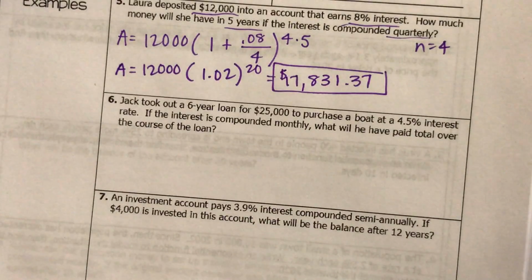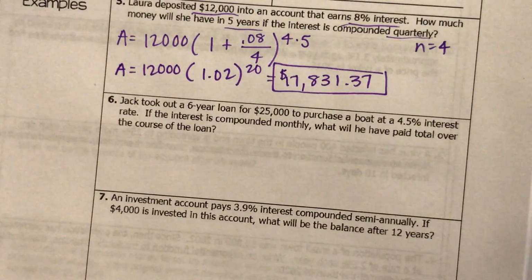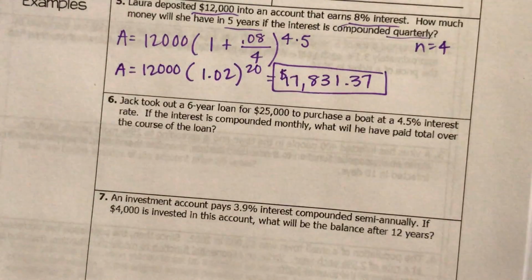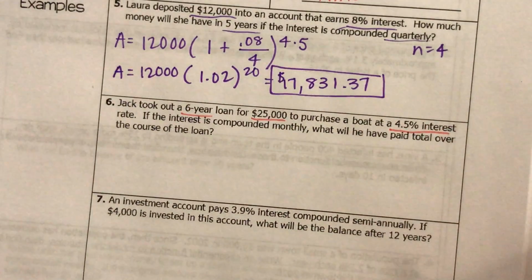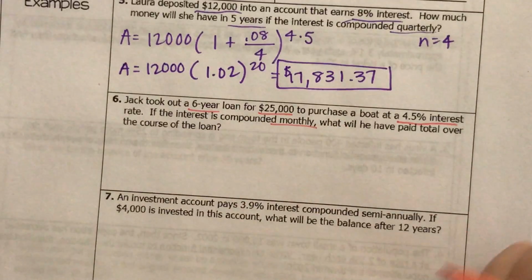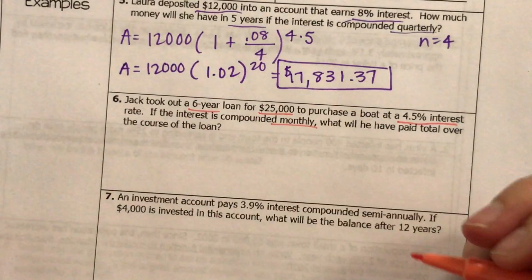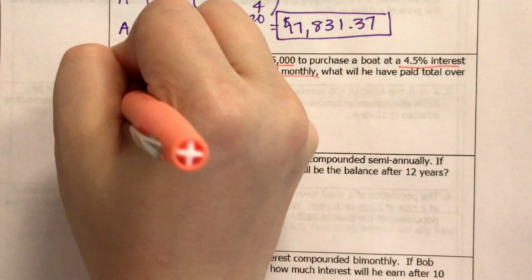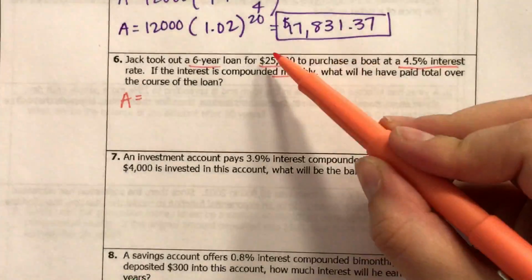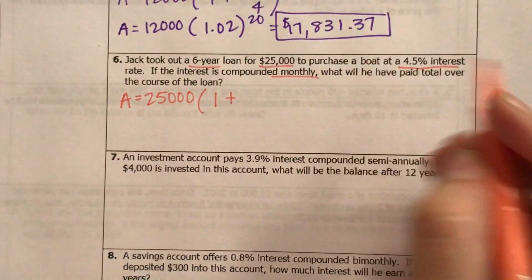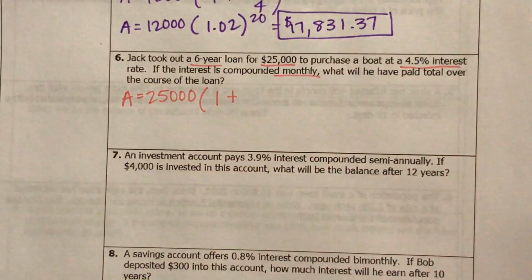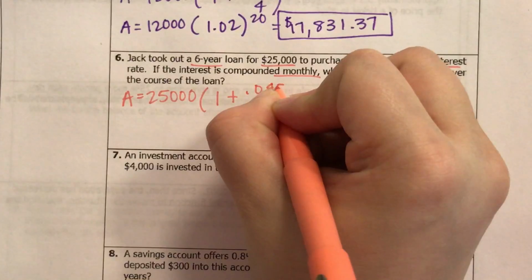We'll do one more together, and then we'll save the 7, 8, and 9 for our classwork together. So Jack took out a 6-year loan, so 6 years looks important, for $25,000 to purchase a boat at 4.5% interest rate. If the interest is compounded monthly, what will he have paid total over the course of the loan? Okay, so here we go. We have A equals, our principal amount is $25,000 times 1 plus, our rate is 4.5% interest, but we want that as a decimal, so it's 0.045.